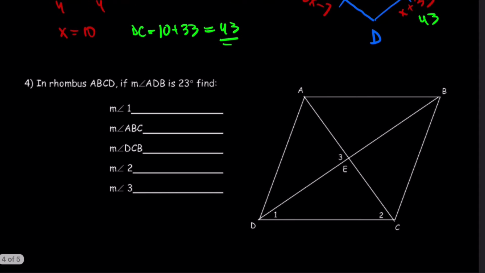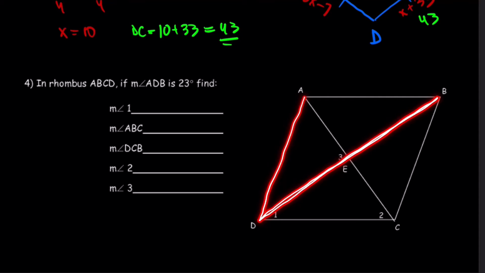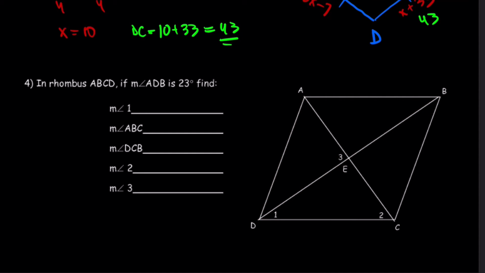Okay, in example 4, we're going to go back to talking about angles. I give you one angle measure, angle ADB. So let's trace it, ADB. So I'm talking about this angle right here is 23 degrees. So let's mark that in the figure, 23 degrees.